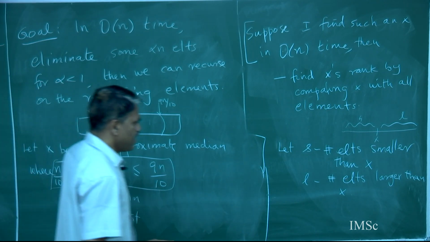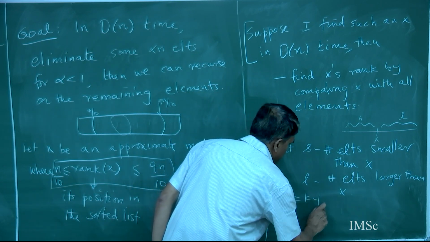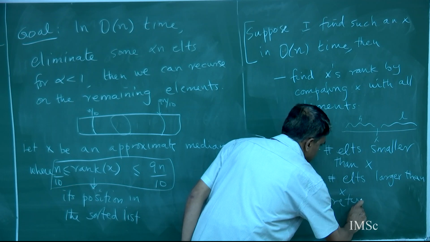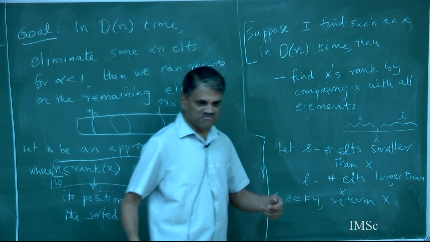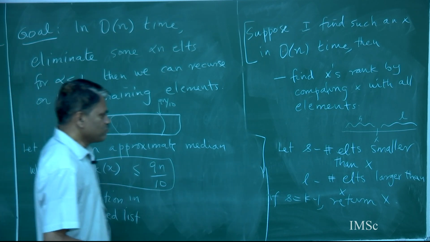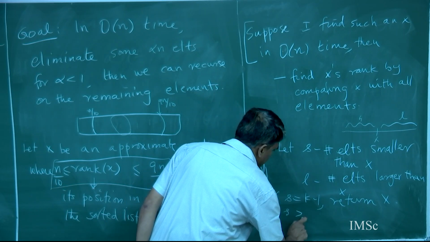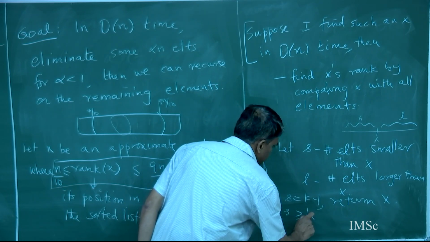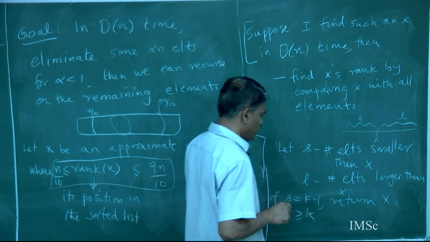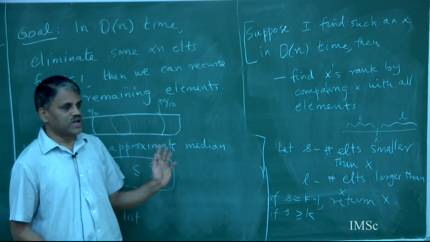Then if S is equal to k minus 1, return X. That's my algorithm. Done, right? If S happens to be k minus 1, I am after the kth smallest element. Done. If S is greater than or equal to k, then where is the kth smallest element? In the left side, right?